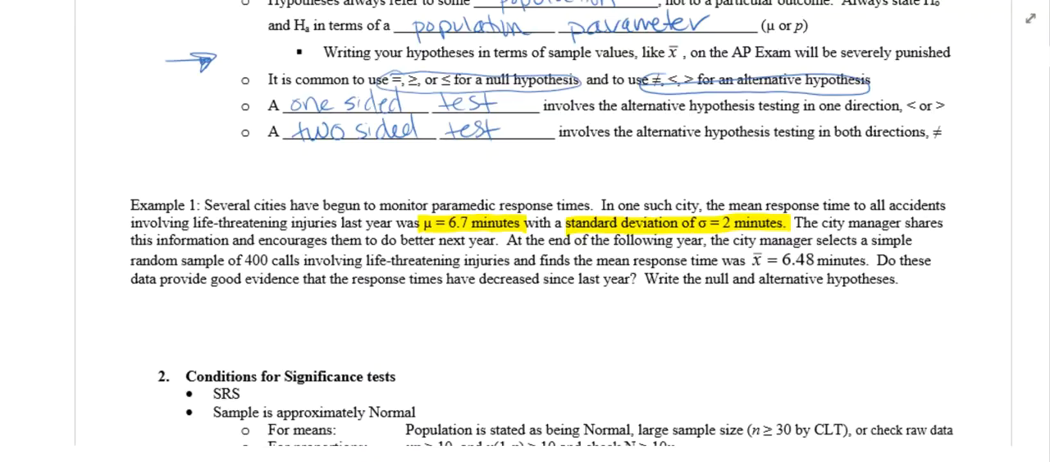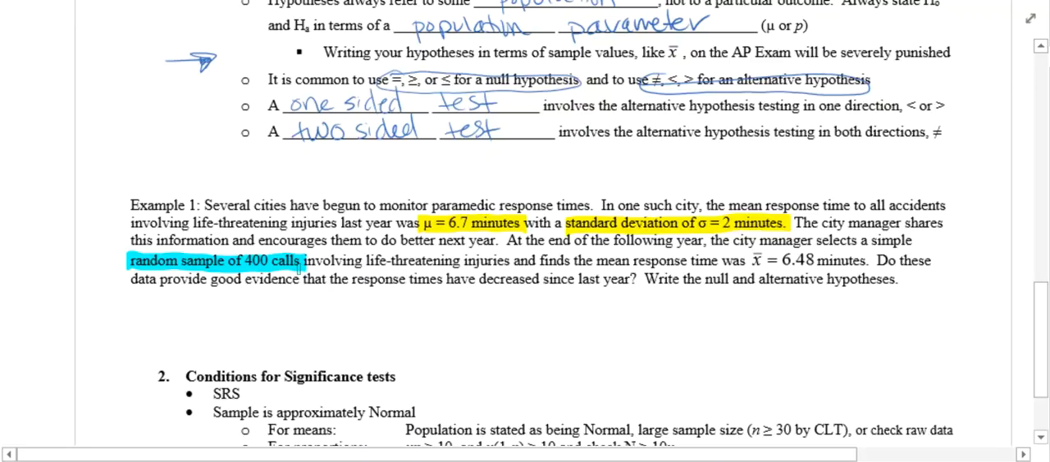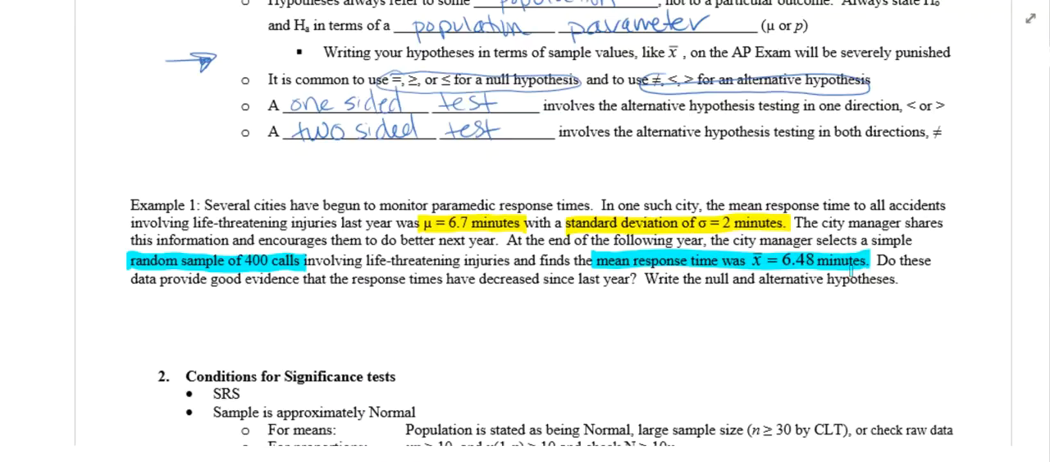As we keep going, we can see that there's a couple other things we want to have. We have a random sample of 400 calls. That's good. And then this sample provides a mean response time of 6.48 minutes. That mean is based off that sample of 400. So that's our X bar.